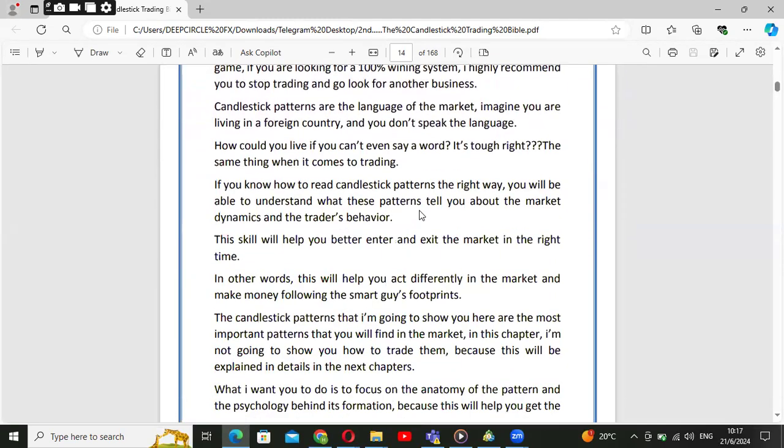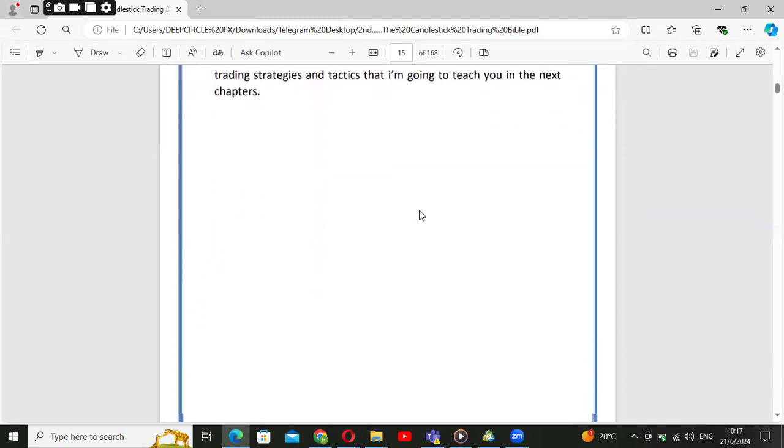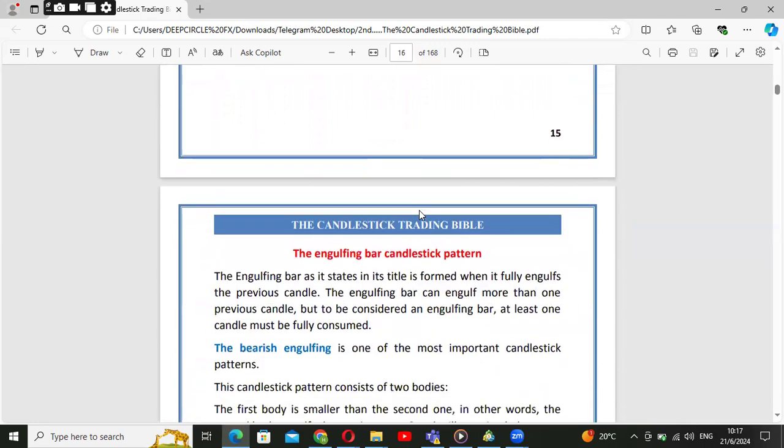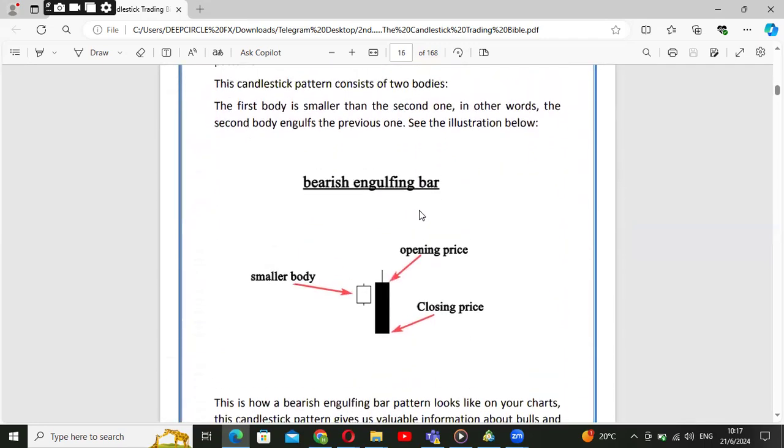We're now moving to the candlestick patterns. On the candlestick patterns, that is when you see these types of candles. We have the bearish engulfing bars, the bullish engulfing bars, the pin bars, the Doji candlesticks, etc. All right, so the bearish engulfing bar, here there will be a smaller body.